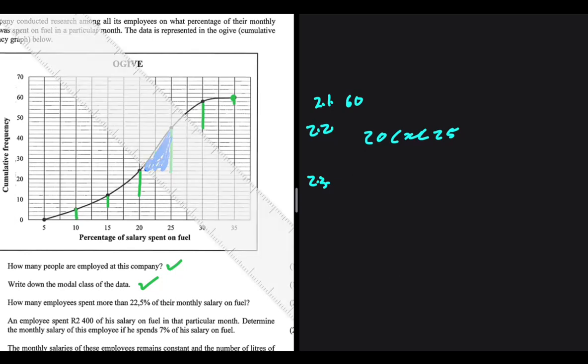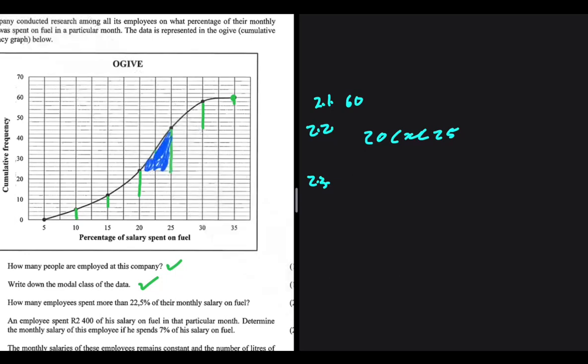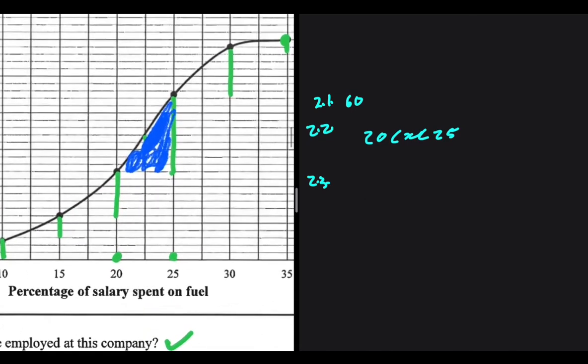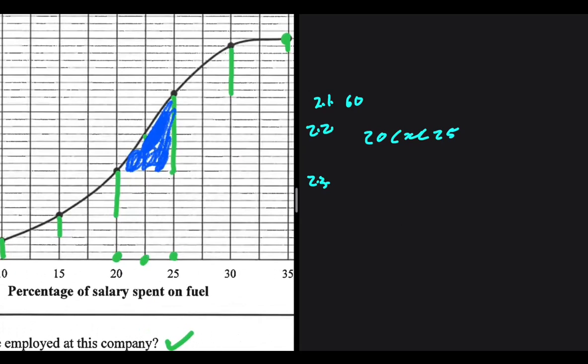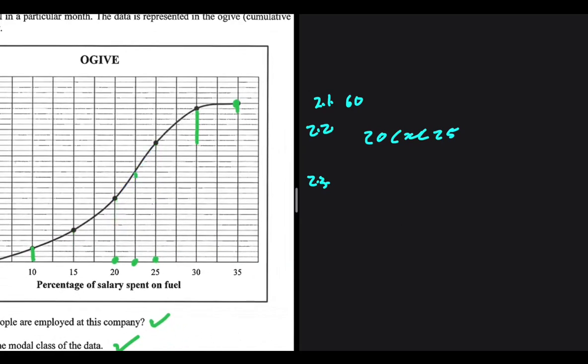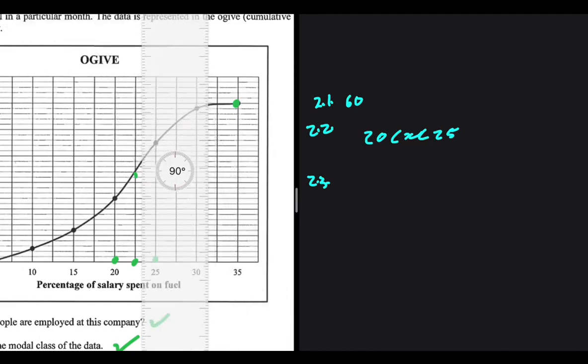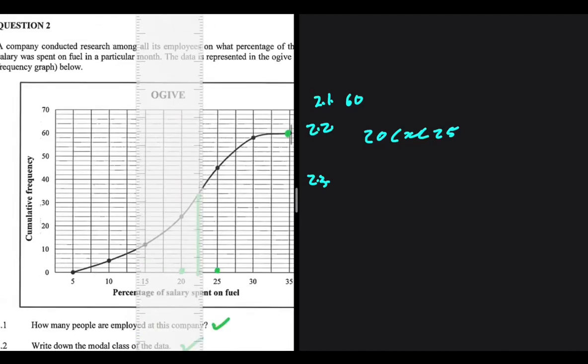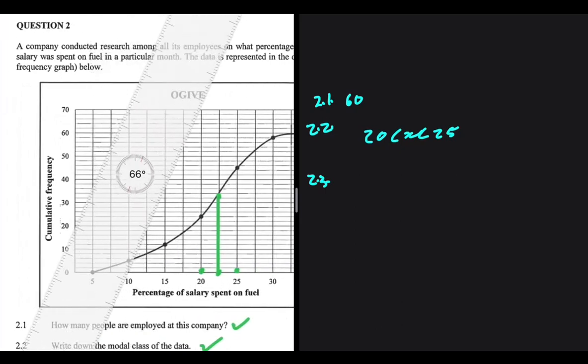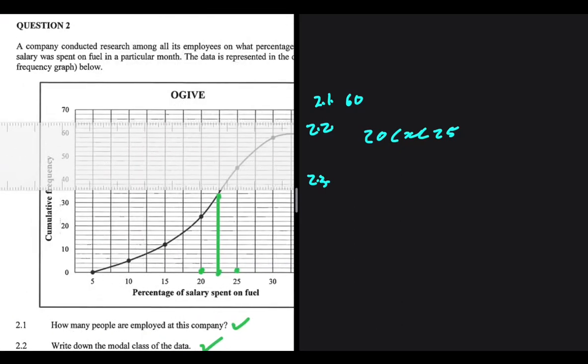Let's go ahead and find 22.5. This is 20, this is 25. So 22.5 should be in the middle, right? Let me just erase all this for the sake of clarity, and let me draw a line so that we can see the cumulative frequency at that point. At 22.5, we are trying to figure out the cumulative frequency, 34.